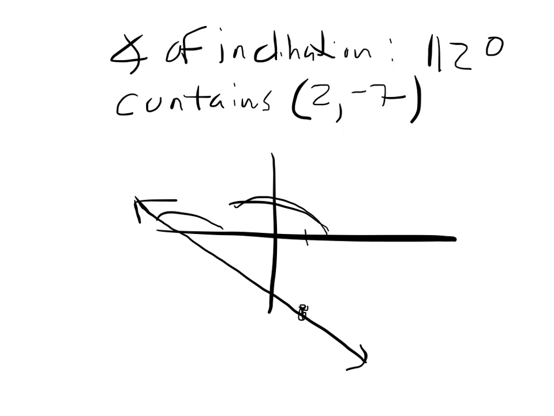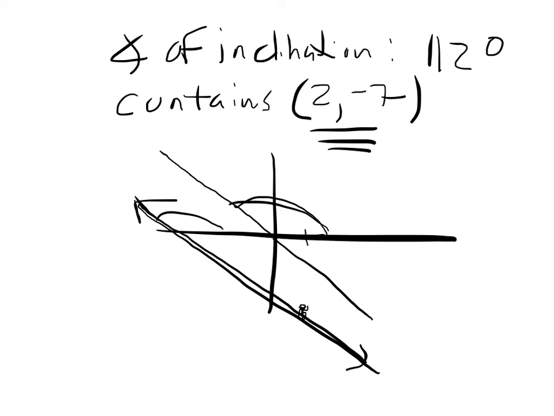So what I'm going to do is pretend that the line goes through (0, 0), parallel to my given line, and then I'm simply going to take that line and move it right 2 and down 7. So let's work with an angle of inclination through (0, 0). My angle of inclination 112 going through (0, 0), and then simply move that line, keeping it parallel, and move it down to (2, -7), passing through (2, -7).